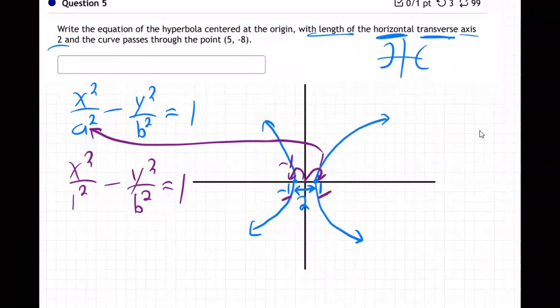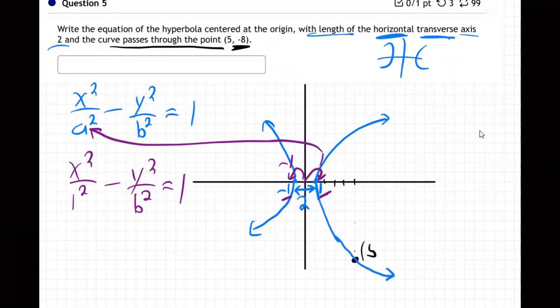Now, one more thing. They're giving us the curve passes through the point (5, -8). So over 5, down 8. Over 2, 3, 4, 5, down 2, 3, 4, 5, 6, 7, 8. So the branch actually goes way down here. Really, I should have made the branch go more like that. Here, I'll do my best. Boom. There we go. So the branch is hitting the point over 5, down 8. This is down 8. This is over 5.